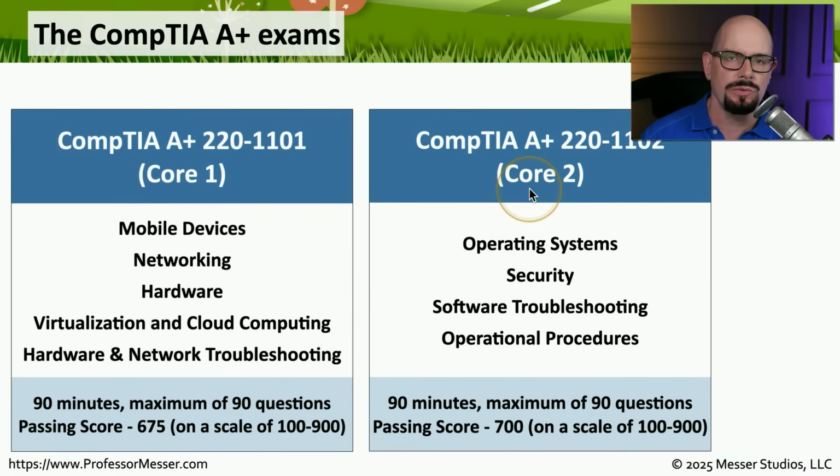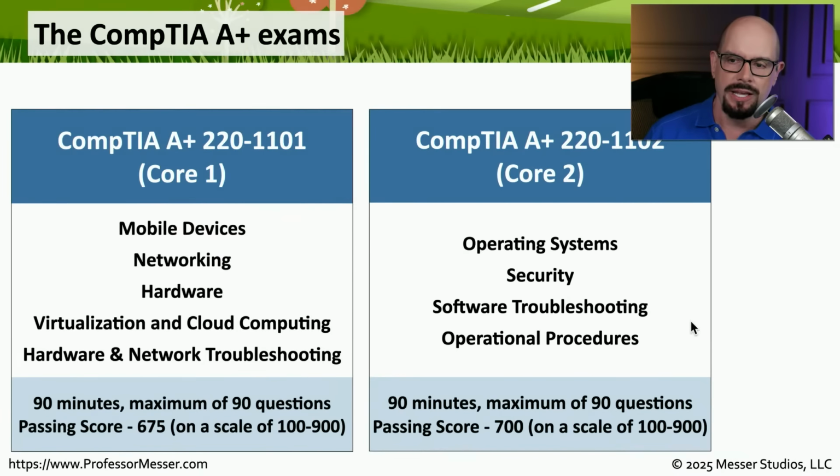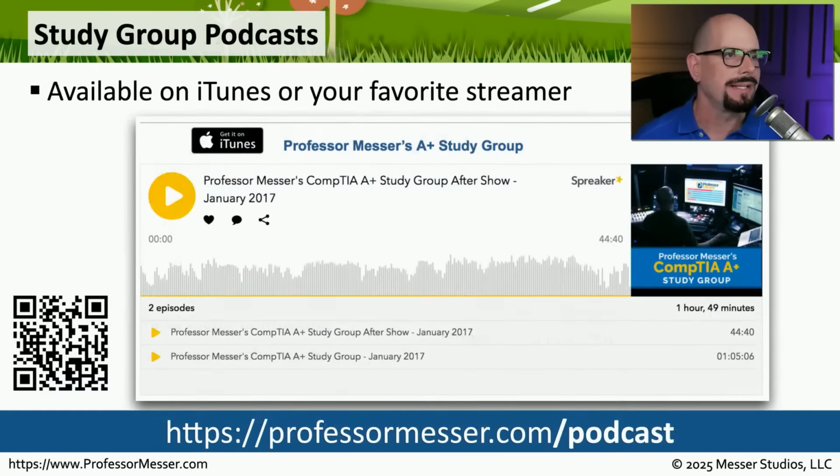Sometimes you'll hear this referred to as the Core 2 exam. There are only 2 exams, a Core 1 and a Core 2. So I guess they would be core, wouldn't they? These consist of topics associated with operating systems, security, software troubleshooting, and operational procedures. We will go through all of those different categories in our live stream today.